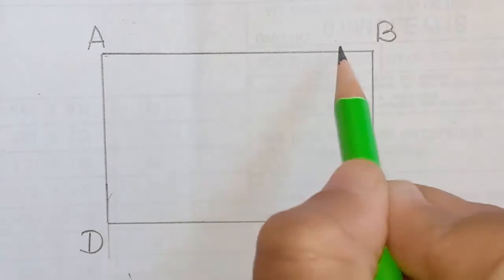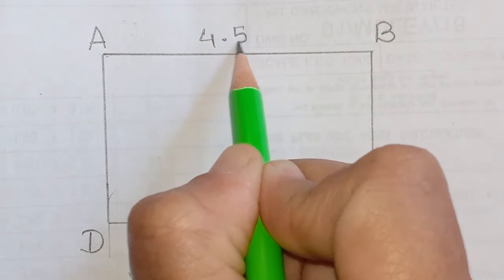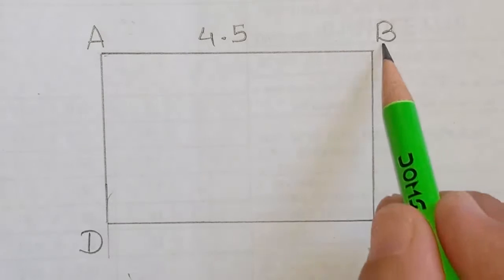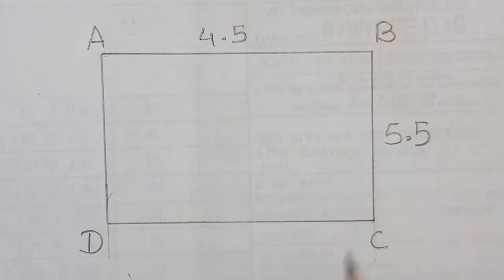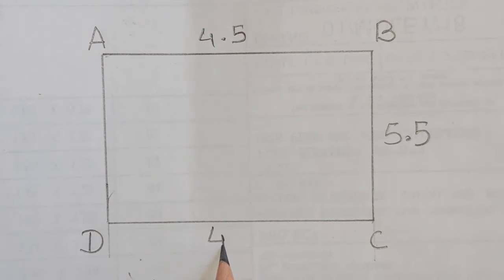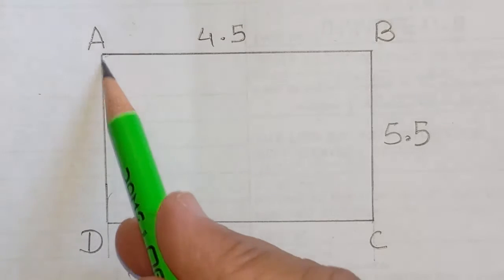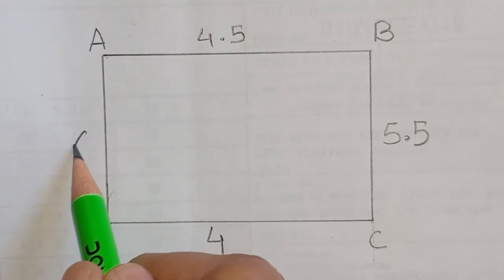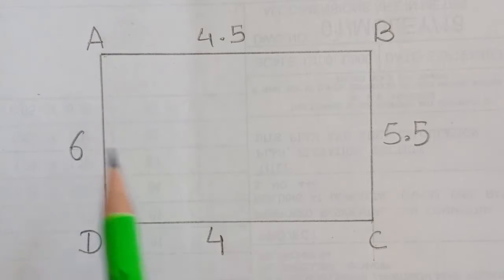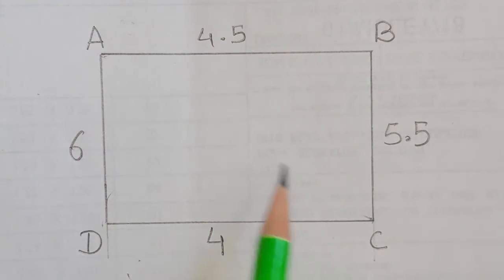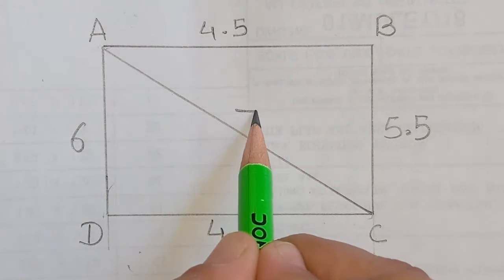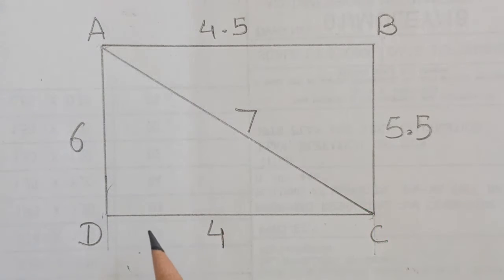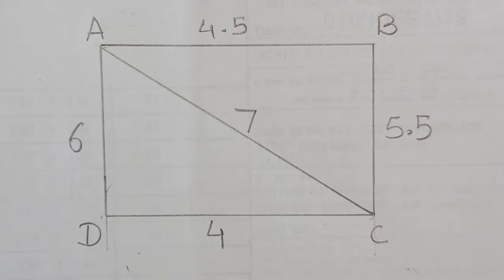AB is 4.5 centimeter. So here I will write 4.5. BC, this is BC, it is 5.5 centimeter. CD, that is this, it is 4 centimeter. And AD, which is this side, it is 6 centimeter. And AC, like this, the diagonal is given, that is 7 centimeter. So here I have drawn the diagonal, it is 7 centimeter. Now roughly we got the idea of the quadrilateral. Now let's see how to construct this quadrilateral step by step.